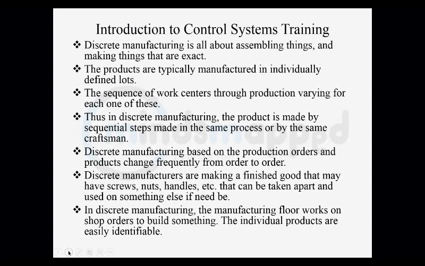So in discrete manufacturing, the manufacturing floor works on shop orders to build something. The individual products are easily identifiable. This I have been outlining since the beginning, that the products are identifiable. A brand and a model are easily identifiable, right? So any questions regarding these points?